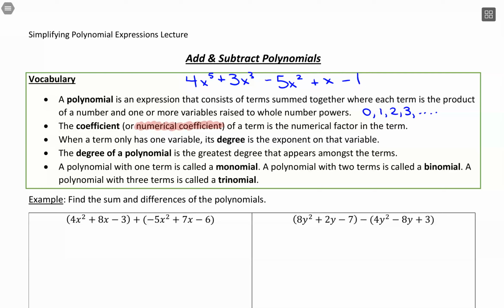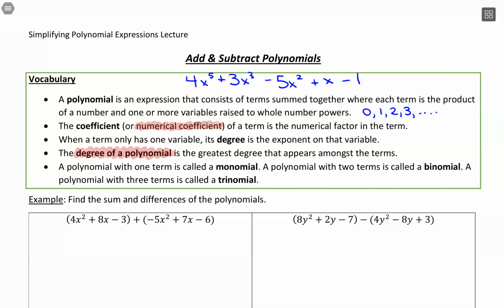Degree refers to the exponent. So for our first term here, that would be degree 5, because of that 5 in the exponent. For our second term, that would be degree 3, degree 2, degree 1, degree 0. Now the degree of the polynomial, for that we go with the largest of the degrees. So I could list out the individual degrees for each term, but then in terms of the degree of the entire polynomial, you look for the highest exponent. So this would be a degree 5 polynomial that we're working with here.